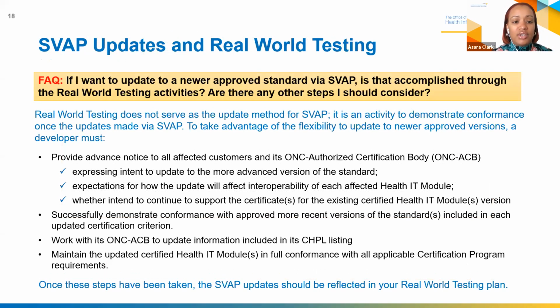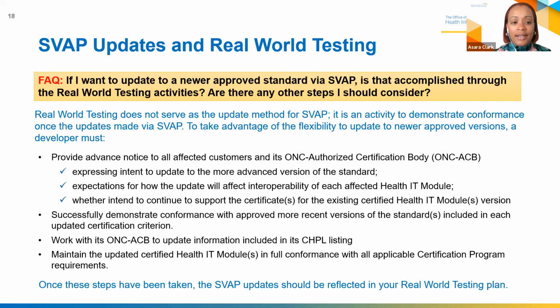We do get an FAQ that it seems like folks are a little bit confused about the relationship between SVAP and real world testing, where folks want to know if they want to update to a newer approved standard via SVAP, is that accomplished through real world testing activities? And the answer to that is that real world testing is not the process by which you update, okay? It's not the method for using or leveraging or taking advantage of the SVAP flexibility. It's just an activity where you demonstrate conformance once you've actually included these updates to the newer versions of the ONC approved standards within your certified health IT.